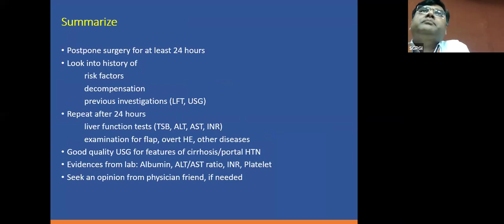So if you incidentally find HBsAg or anti-HCV, we have to postpone the surgery for 24 hours, 48 hours, and repeat LFT to exclude any acute illness. In a chronic hepatitis B or C patient, exclude the presence of cirrhosis, differentiate between compensated and decompensated cirrhosis, explain the risk of death to the family, depending upon the type of surgery and the Child status or MELD status of the patient, and then take it forward.